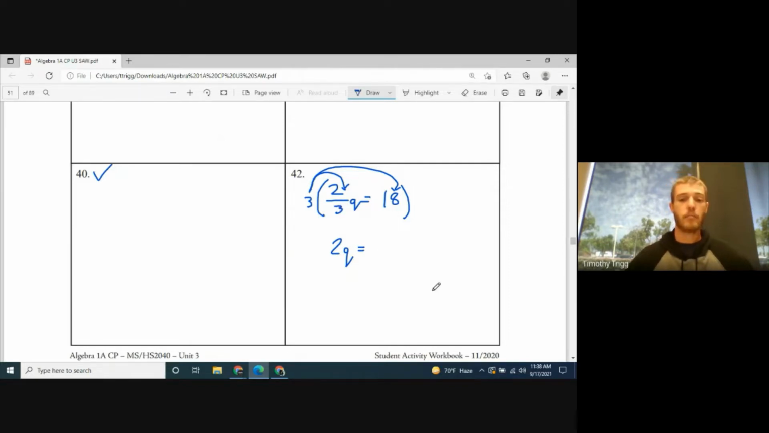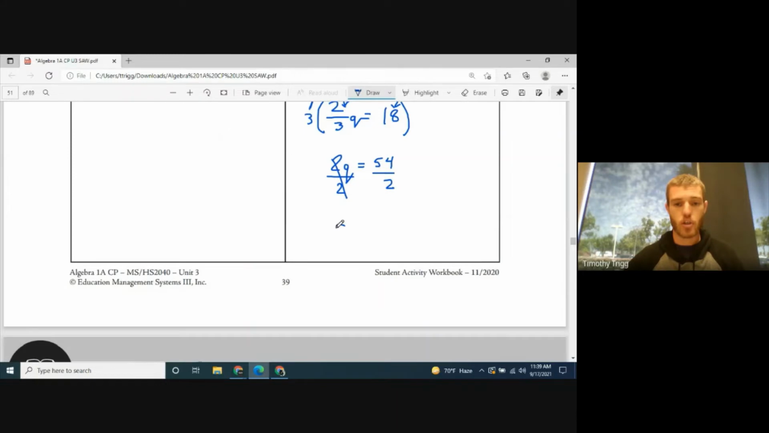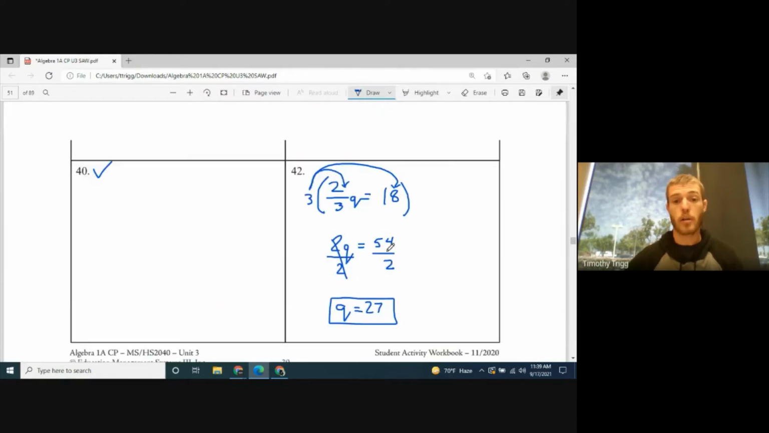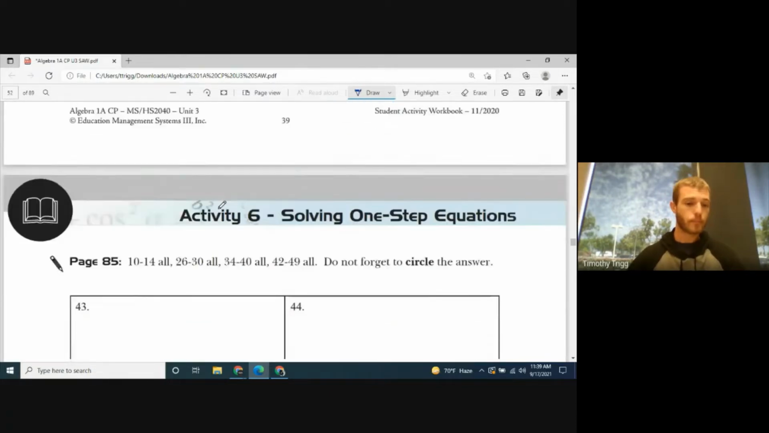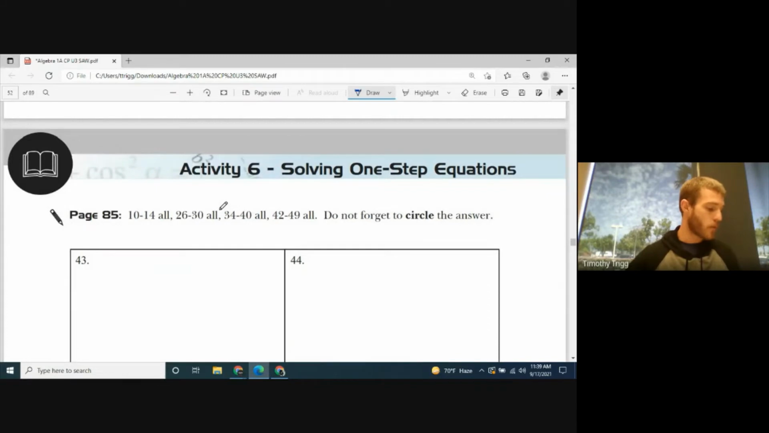3 times 18, well, that's 54, I believe. Yep. And then to get q by itself, we're going to divide both sides by 2. That'll give us q by itself, so q equals 27. And you're done. And again, you could always check your work. 2/3 times 27 will give you 18. Okay.